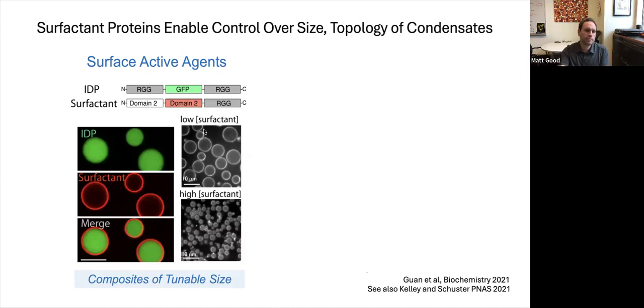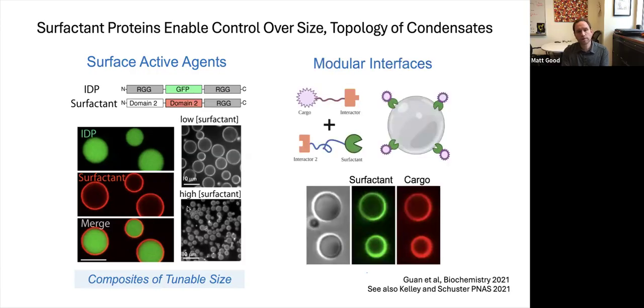And so by testing a couple dozen different domain structures and organizations, Ben initially found a number of candidates that would strongly partition to the interface. That's shown here in red. And then by controlling the stoichiometry, by increasing the amount of surfactant, you can start with droplets that are quite large and actually dial down the sizes. And so this is a really important feature of using surfactants. The other way we wanted to use this was to control the topology of recruitment.